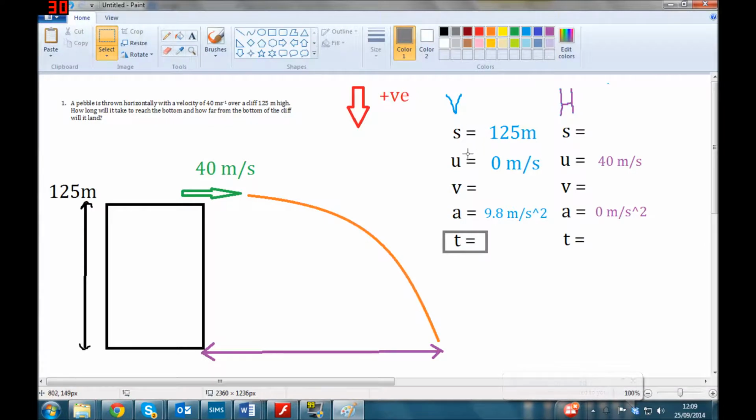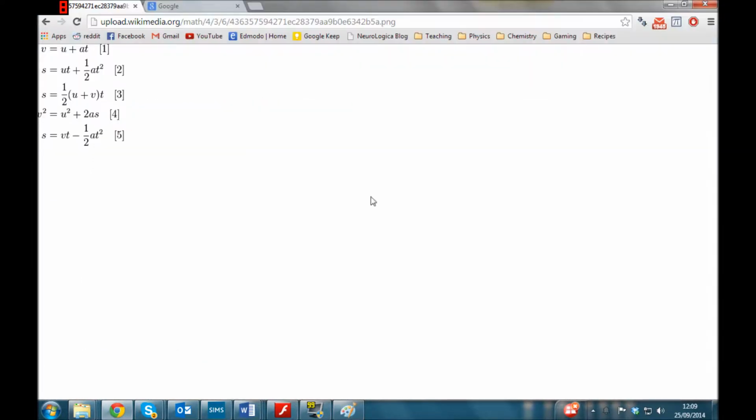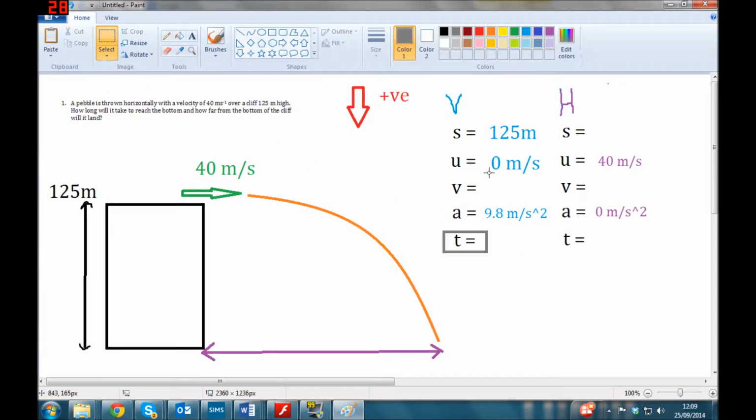What have we got? We've got S, we've got U, we've got A, we've got T. So I'm going to need S equals UT plus a half AT squared. Where is it? This one, number 2. S equals UT plus half AT squared. This is just simply plugging the numbers in. And because U is 0, I'm going to get S equals a half AT squared. And that's because U is 0.